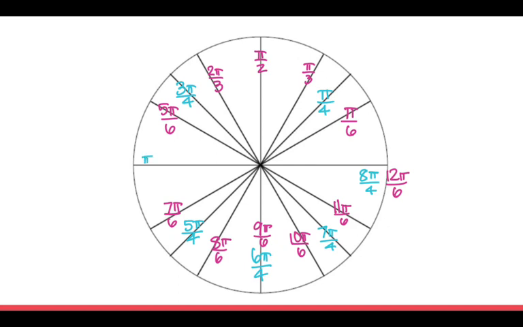8 pi over 6 reduces to 4 pi over 3. 9 pi over 6 and 6 pi over 4 both reduce to 3 pi over 2. And finally, 10 pi over 6, actually it's not finally because I do have some other ones I still need to reduce. 10 pi over 6 reduces to 5 pi over 3. And finally, 8 pi over 4 and 12 pi over 6 both reduce to 2 pi. I also forgot to make a note that 2 pi is also the same thing as 0. And now you have all of your angle measurements in radians.